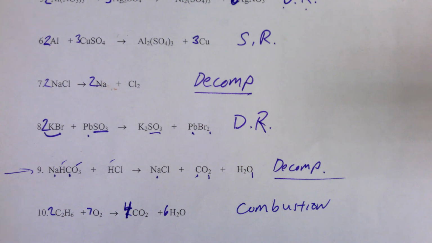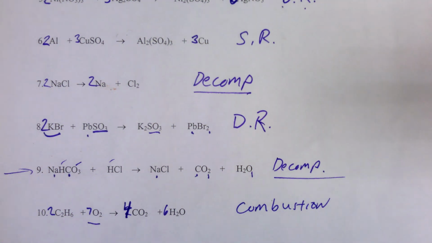All right, now this one here is called a combustion reaction because we're combining something with oxygen, pure oxygen, which is what we know a fire needs. And your products are carbon dioxide and water. That's the definition of a combustion reaction.